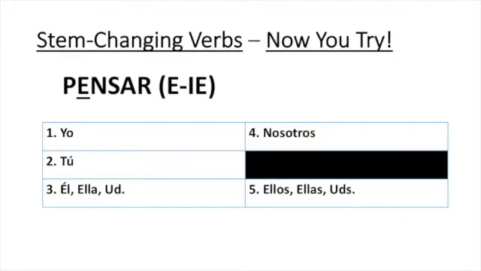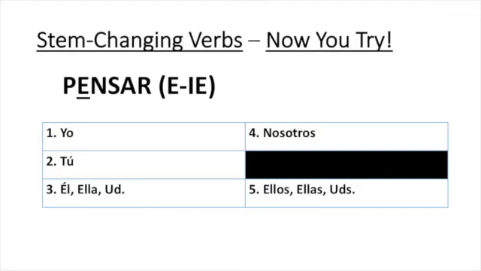I want to give you just one more of these to try, just to make sure you got it, okay? So one more time, please pause your audio, and we're going to give the verb pensar a try. Pensar means to think, like I think that, you think that. So pause your audio, give this one a try.